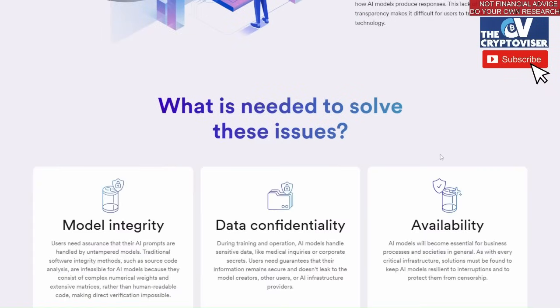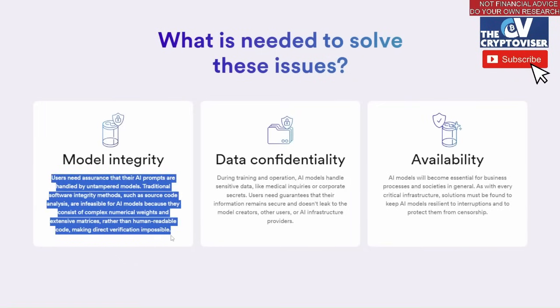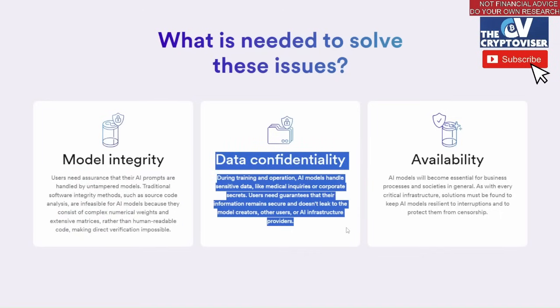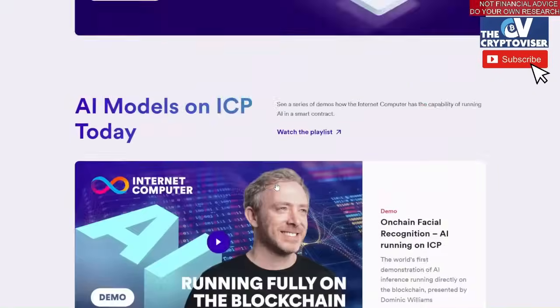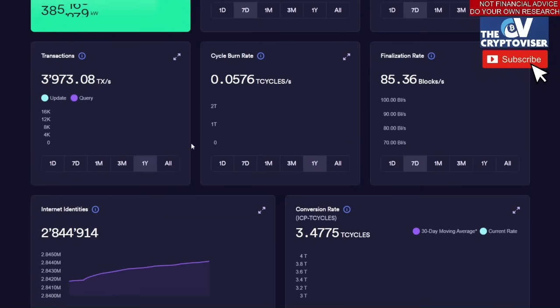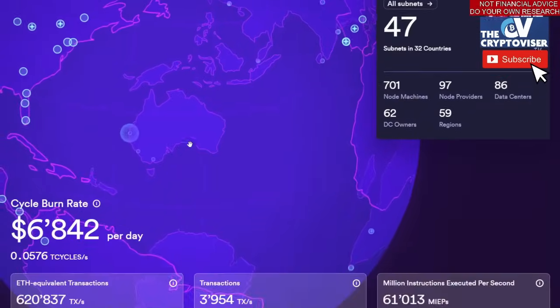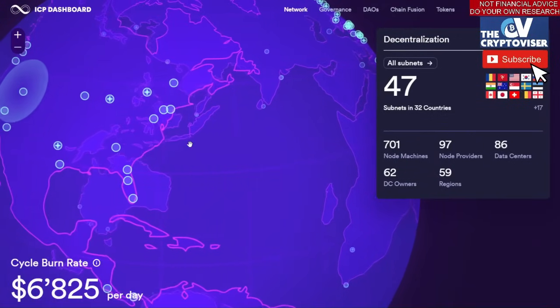And so what does the Internet Computer do? Model integrity. Users need assurance that their AI prompts are handled in untampered models. This is what the Internet Computer can do. Data confidentiality. This is something we were just talking about with vetKeys, protecting sensitive data, maybe your medical records, maybe your customer information for your business. Again, this is at the very early stages of where AI is. But by the way, I've come to the realization more recently that the Internet Computer, or Dfinity, are not trying to create the best AI models in the world, because they don't need to. They just need the infrastructure, and that's what they're building.